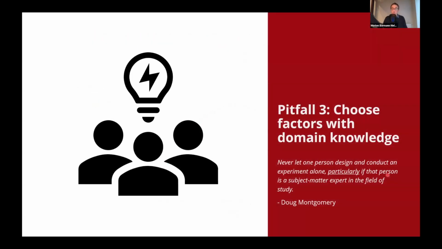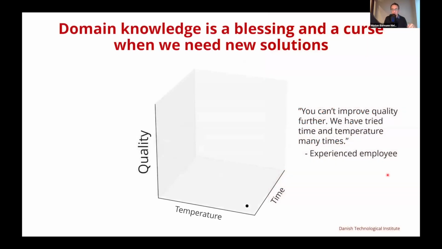All right. The last pitfall I'll talk about is choosing factors and leaning on domain knowledge. So here's the quote that I love the most from the whole statistical experimental design field, which is attributed to Doug Montgomery. And he says that you should never let one person design and conduct an experiment alone, particularly if that person is a subject matter expert in the field of study. And why is that? I think this is particularly true in organizations where one factor at a time experimentation has been the norm for a long time, whether it's a company or an academic group, I should say.